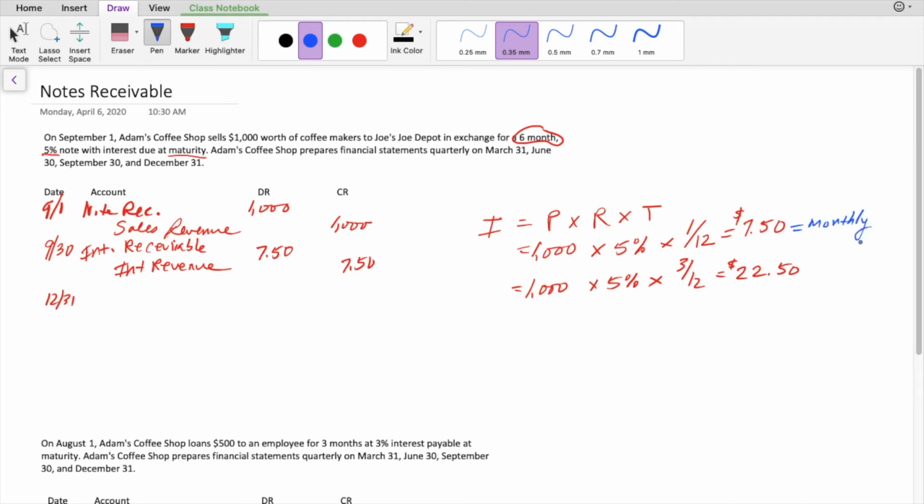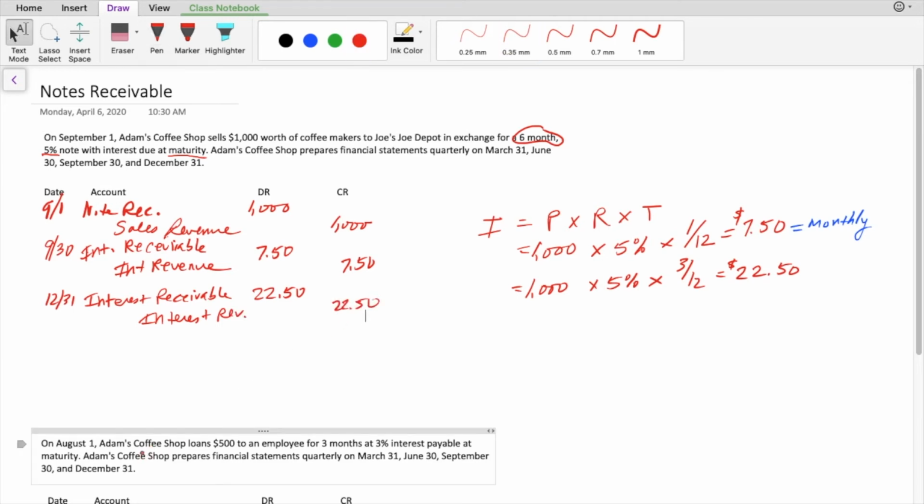And we know that my interest is $7.50 monthly. So I could just take that times 3. That would work too. Multiple ways you could come about it. But on December 31st, I'm going to record again interest receivable, in this case for $22.50, and interest revenue for $22.50. I've earned the interest, and the customer owes me the interest.